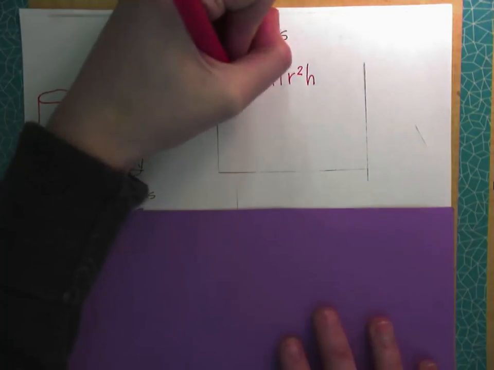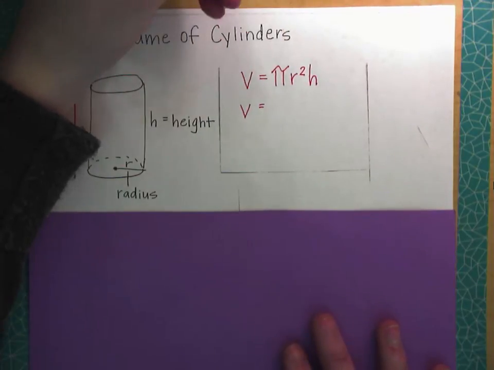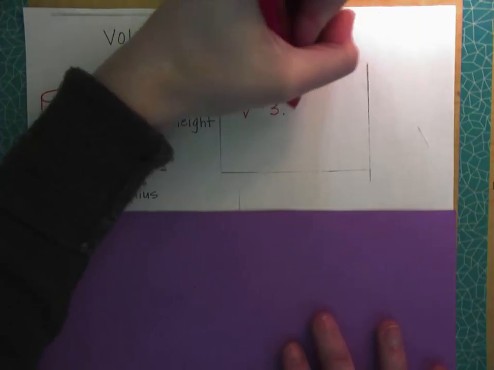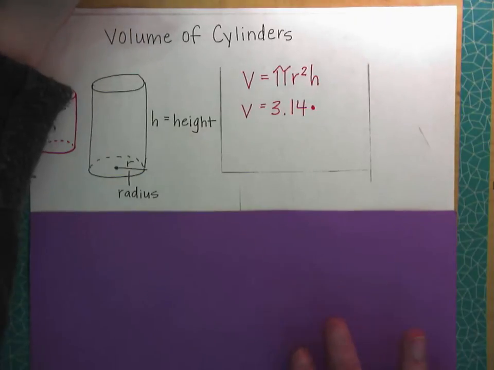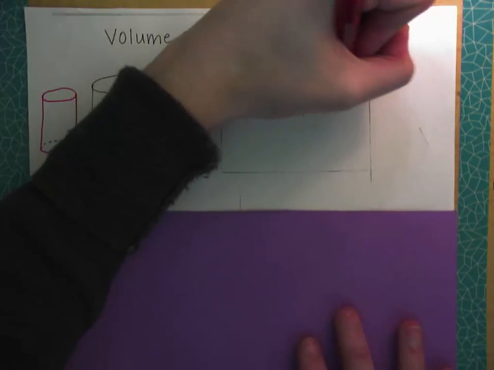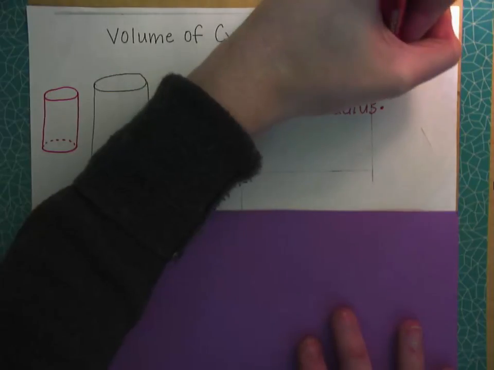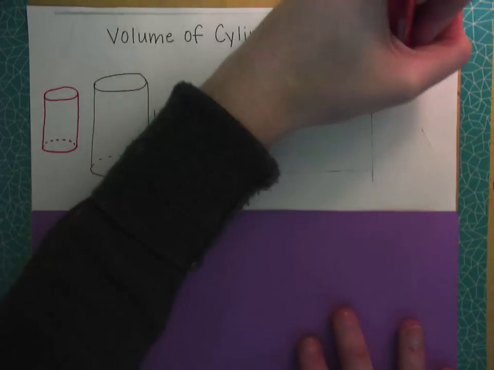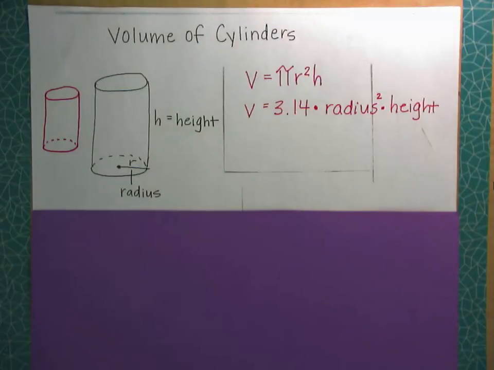So just so we make sure we know what all we'll be plugging in, what's our value for pi? 3.14. What does r stand for? Radius. And what does h stand for? So we'll multiply pi times the radius squared times the height.